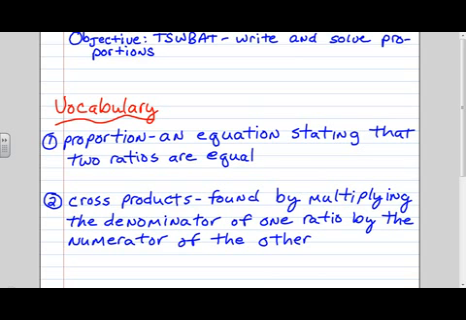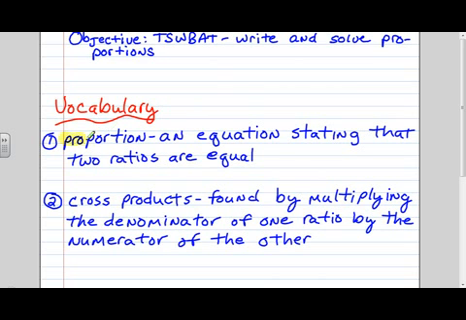Okay, good afternoon. Our objective for today is to be able to write and solve proportions. By 8th grade, I always tell my students, you should be able to solve proportions by now. You've been doing these since 6th grade. However, the tricky part comes with writing the proportions because often students will confuse the numerator and the denominator when they're writing a proportion, and then therefore, their solution to any proportional word problem is going to be incorrect. All right, so let's get started.